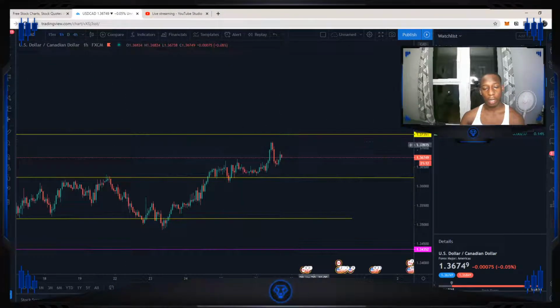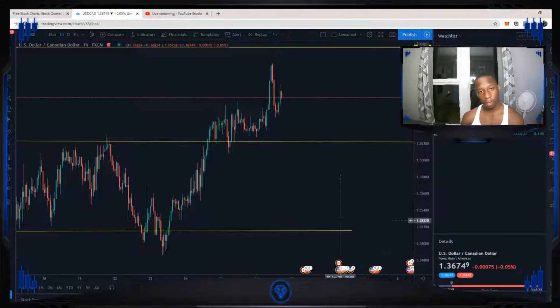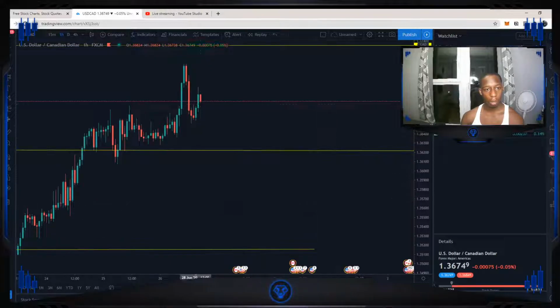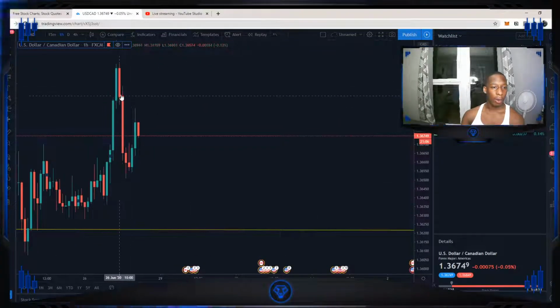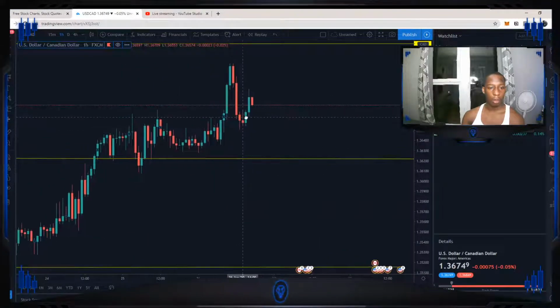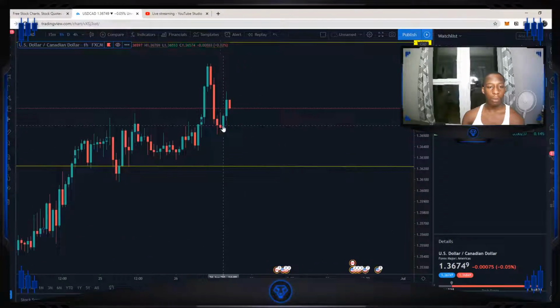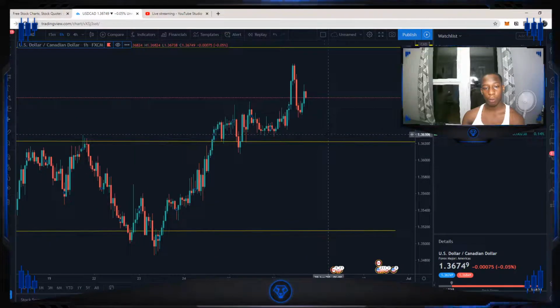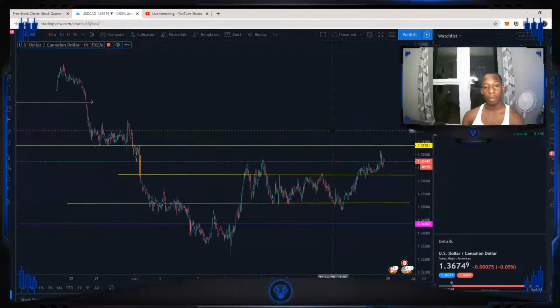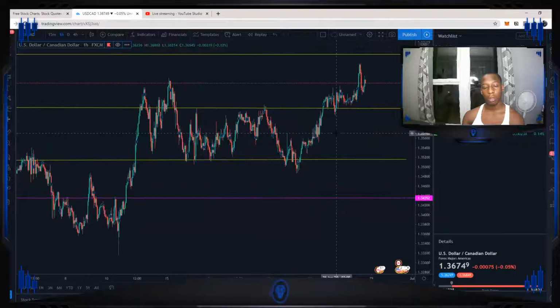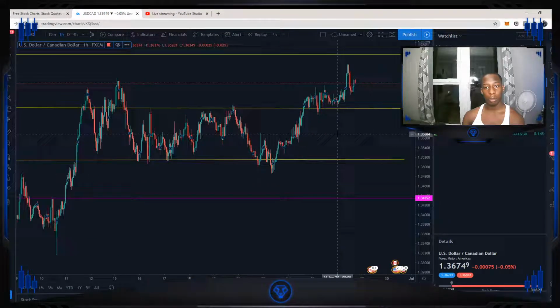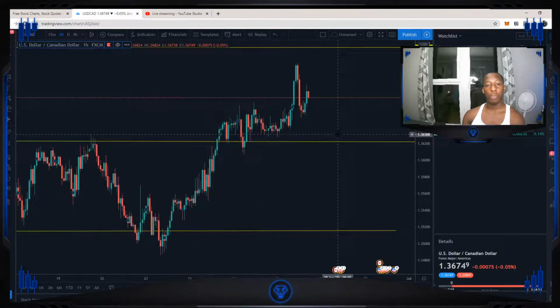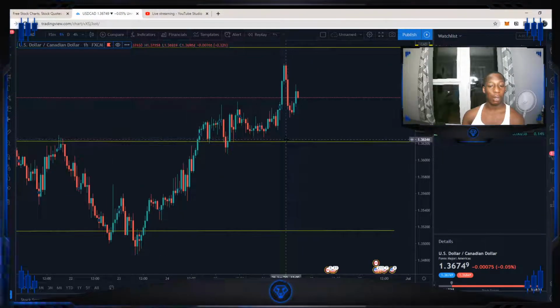Go to the hourly time frame. Let's see if we get a bit of a picture. That one hasn't quite engulfed that one. Structurally, what would we be looking for? At the moment, it looks like it could possibly short.